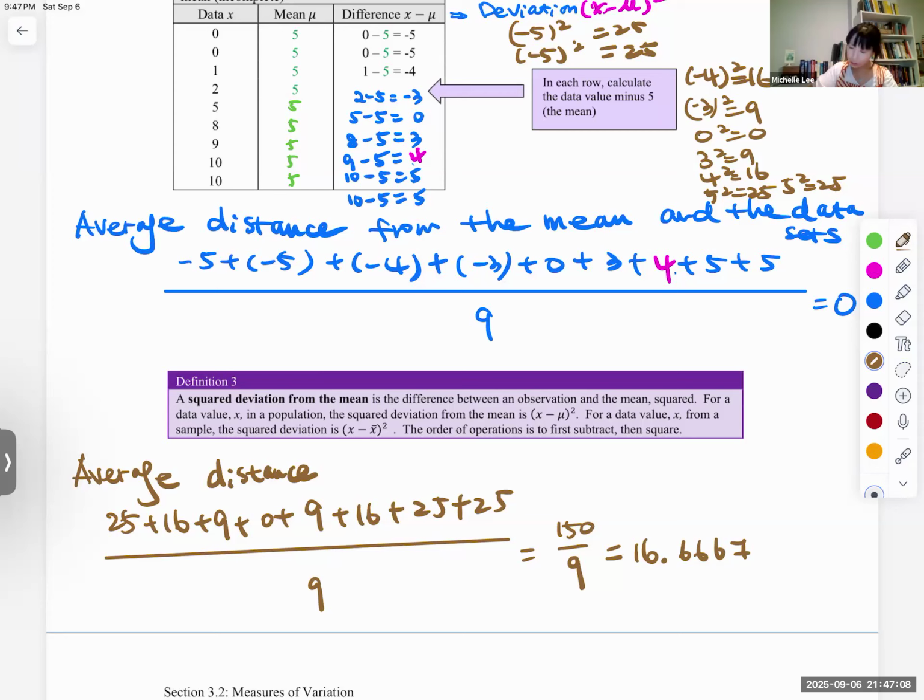So we will use 150 over 9, which is the square root of 16.6667. Then we will get 4.08, which is 4 point, round up. So 0.8, 8 is greater than 5. We do round up, so we get 4.1, right?